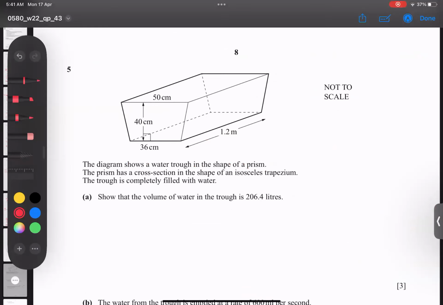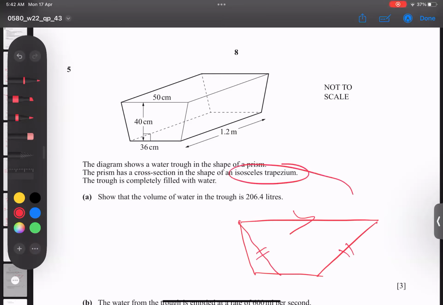In question number 5, what is the plan? The topic is mensuration. So let's see how we can do this question. He's saying this is an isosceles trapezium. What is an isosceles trapezium? A trapezium can be any shape, even this shape. This is more lengthy, this is less lengthy. This is not called an isosceles trapezium. Two sides are parallel to each other and two are not parallel. But if this length and this length equal each other, then this is called an isosceles trapezium.